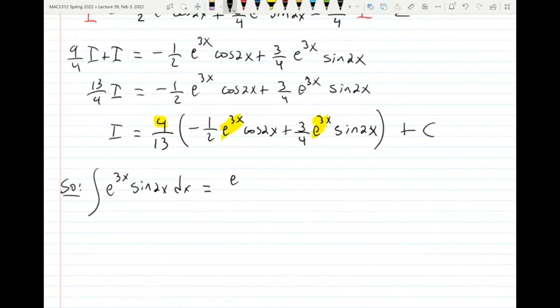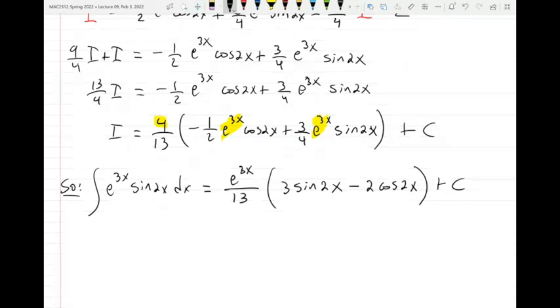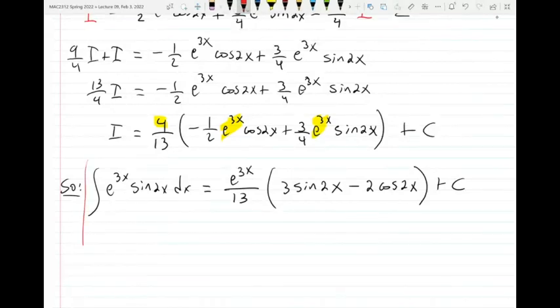Okay, so we're gonna have e to the 3x over 13, that's gonna stay outside, times, and now I'm gonna put the positive term first. When I factor in the 4, it cancels the 4 of the 3/4, and we get 3 sine of 2x. And then when I factor in the 4, the first term, that's a minus, it cancels with the 2, but then I get a 2 on top. Minus 2 cosine of 2x. And this looks nicer than the original one. Looks cleaner. Okay, questions?